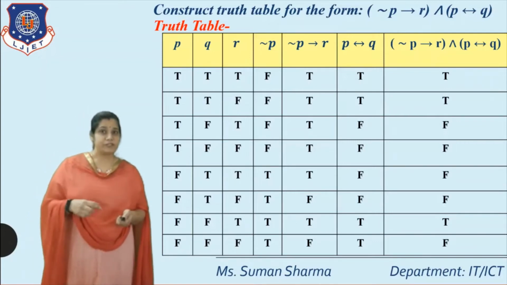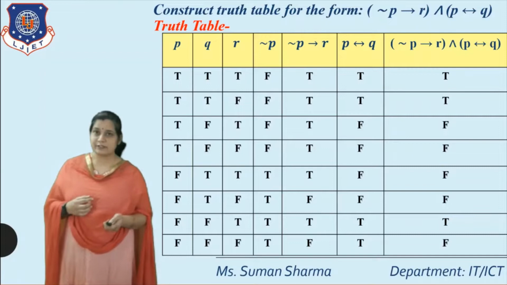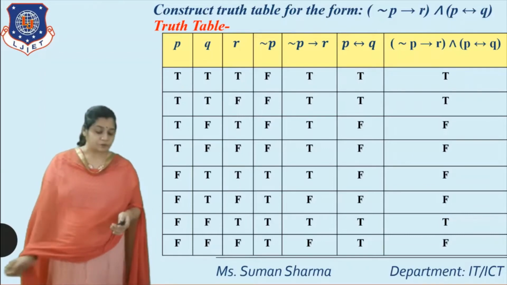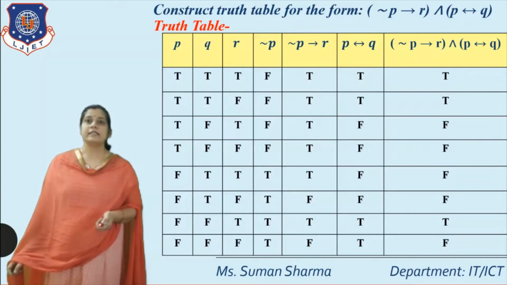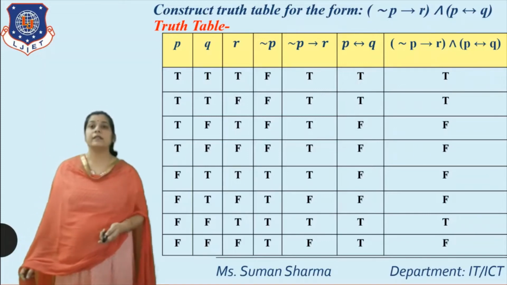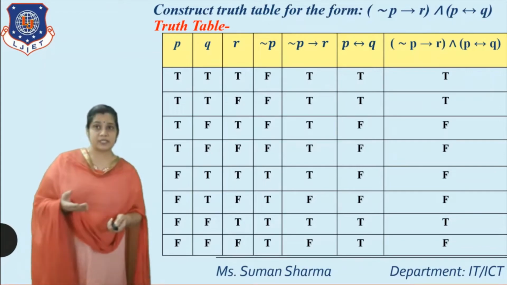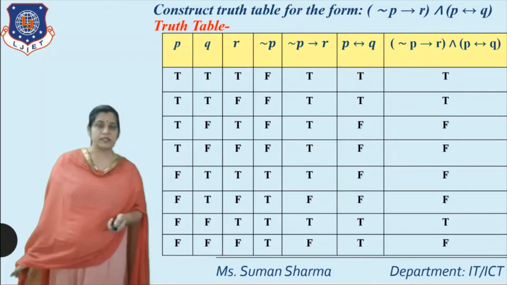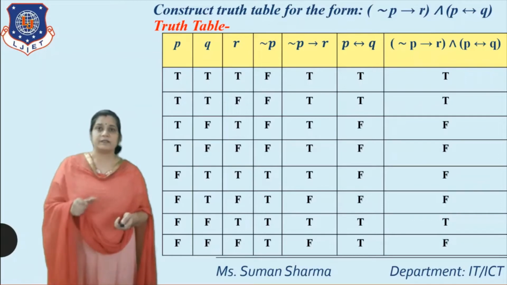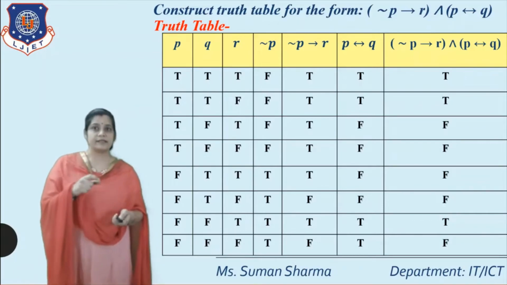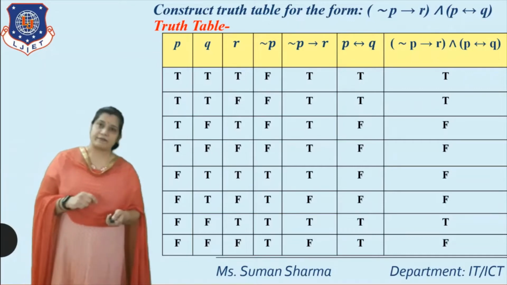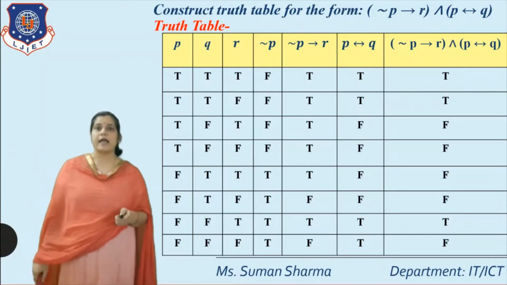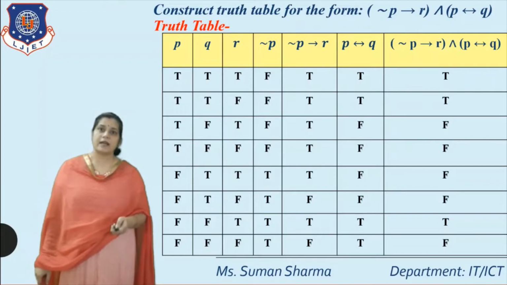If we use three statements, we write for the first one T, T, T, T, F, F, F, F. That means we write 4 times T and 4 times F. This is your column of P. Q is what? We write 2 times T and 2 times F. So T, T, F, F, T, T, F, F.